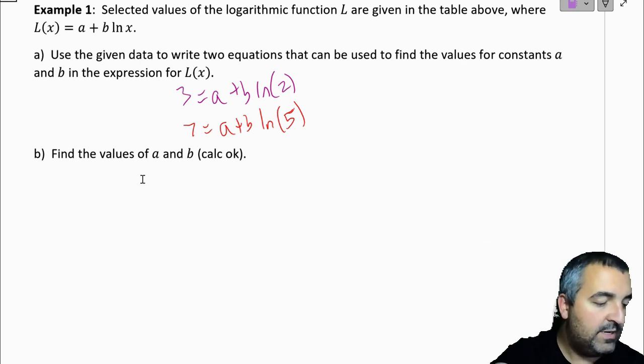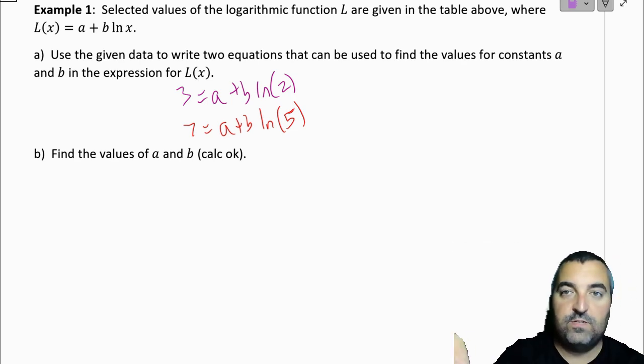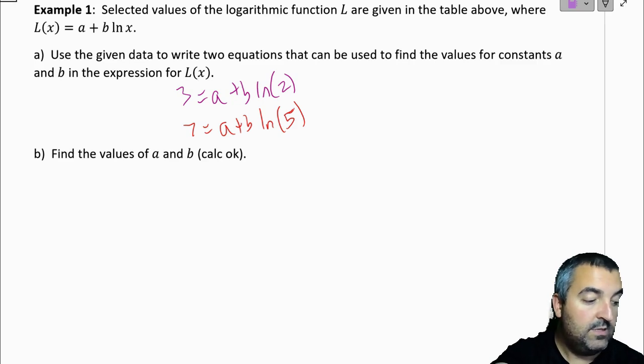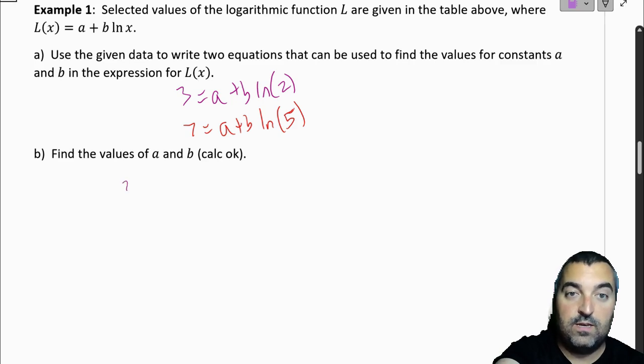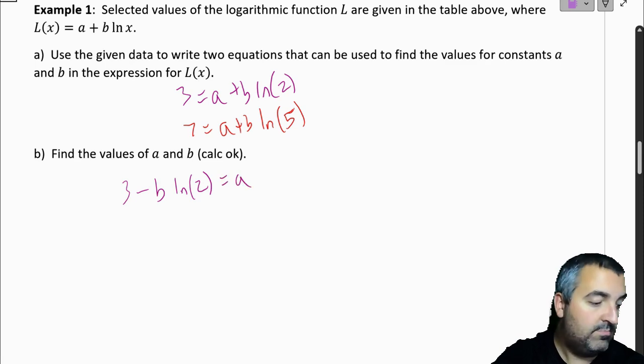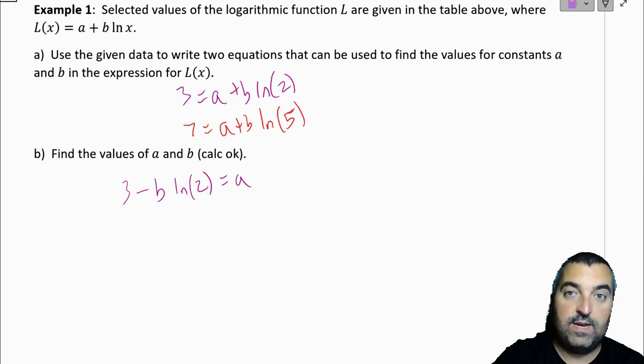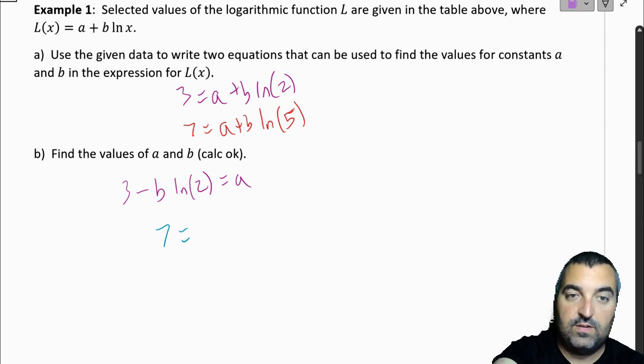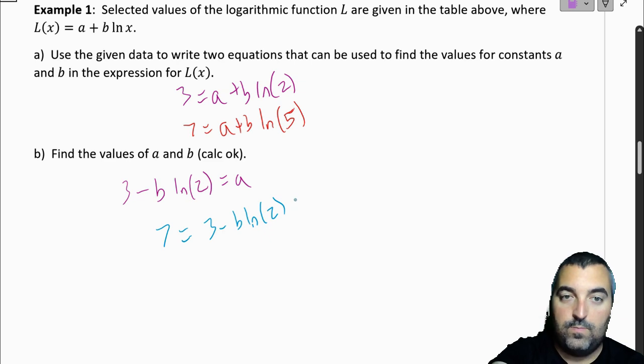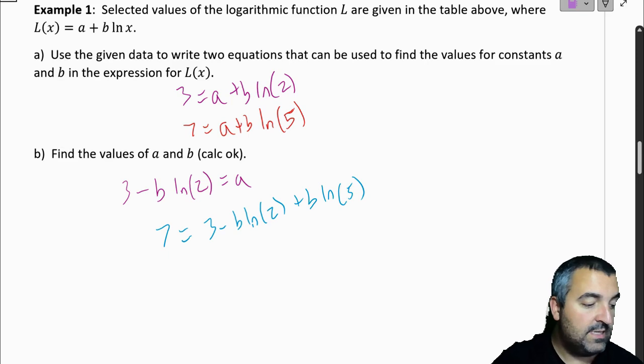What I'm going to do here is take my first equation and solve it for one of my variables. I'm going to solve the first equation for a. So 3 minus b ln of 2 equals a. I just subtracted that over. Now I can substitute this into the other equation. So I can say 7 equals 3 minus b ln 2 plus b ln 5.